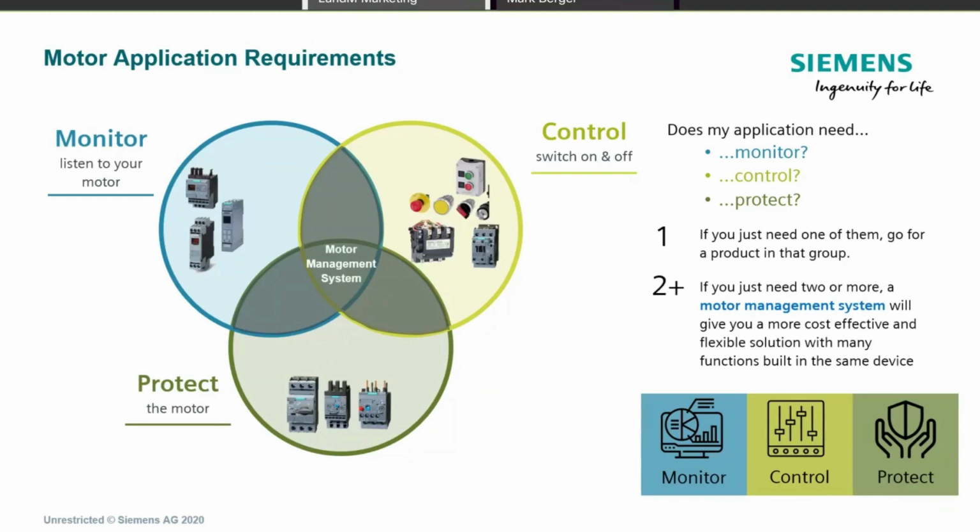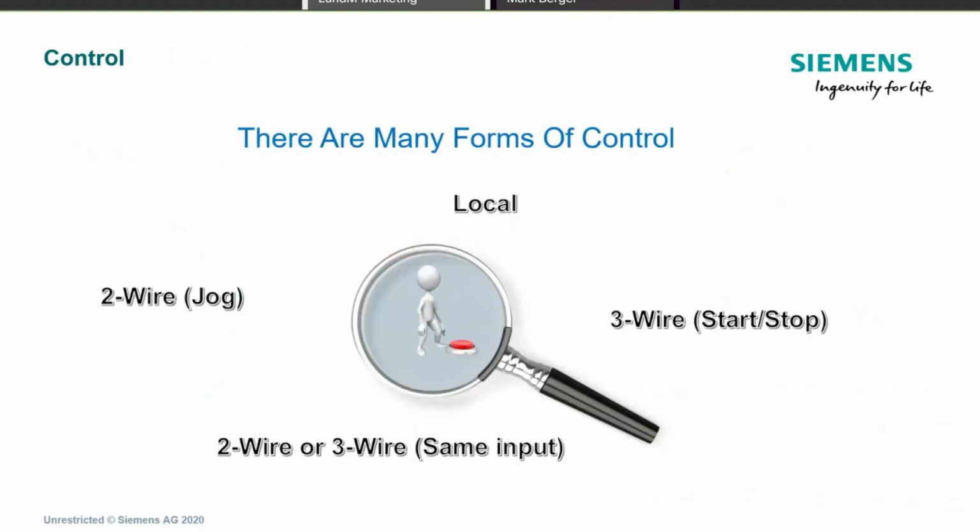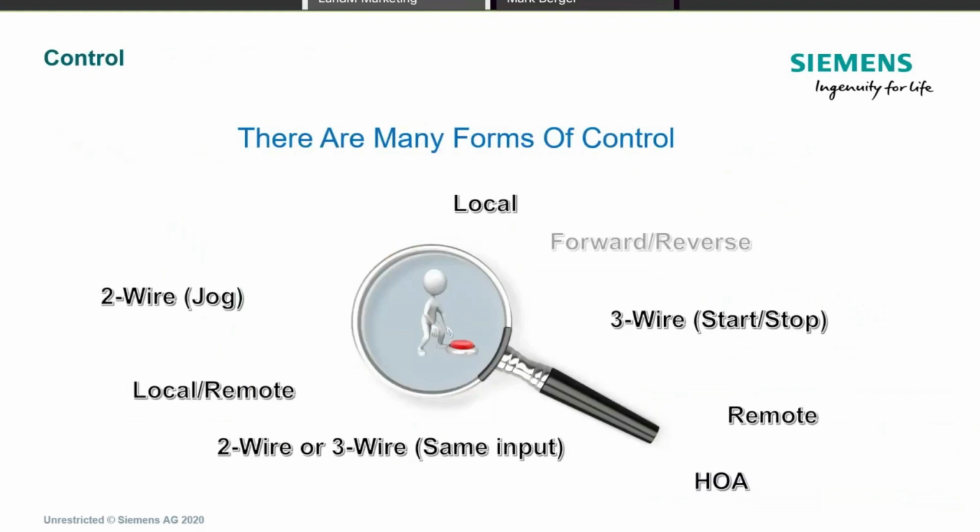If you came to Siemens and asked us to give you a smart MCC, this is what we would put into each individual bucket: a SIMOCODE. So there are many forms of control. We'll talk about that off the bat. There's a 2-wire jog, local remote, local forward reverse, run permissives. I have a remote HOA, and so forth. These are the different types of control that SIMOCODE can handle.